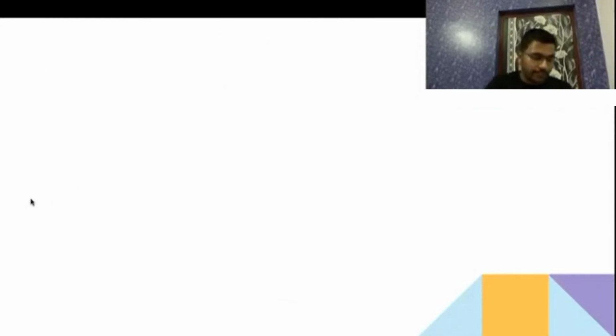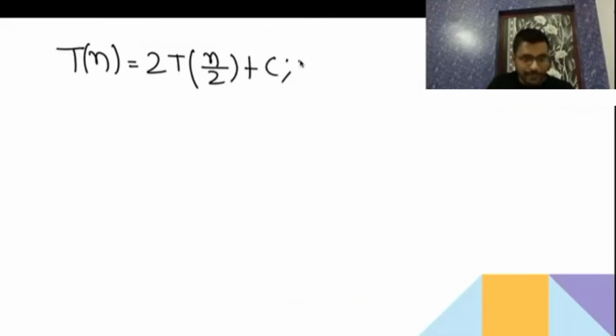The first one is T(n) is equal to 2T(n by 2) plus c, when n is greater than 1, and constant when n is equal to 1. So when n is equal to 1, it is giving a constant time. When n is greater than 1, it is dividing the problem into two subproblems, taking some constant time c, and dividing the problem into two subproblems of size n by 2.